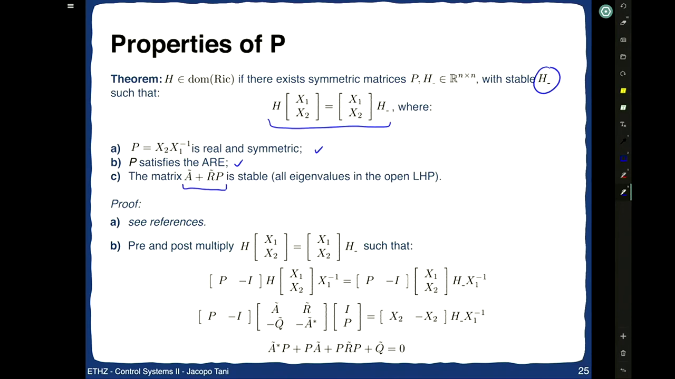For the first part, I will just tell you to check the references, because to prove it we need to introduce other mathematical concepts that are just not necessary for the rest of what we're doing. But if you take this formulation and pre- and post-multiply it by P minus I and X1 inverse, and you do the calculations, it turns out that you can actually obtain on the left-hand side the algebraic Riccati equation. This was exactly the form in which we represented it before.